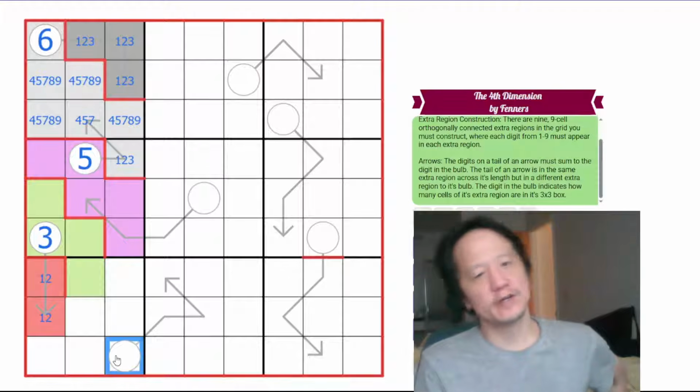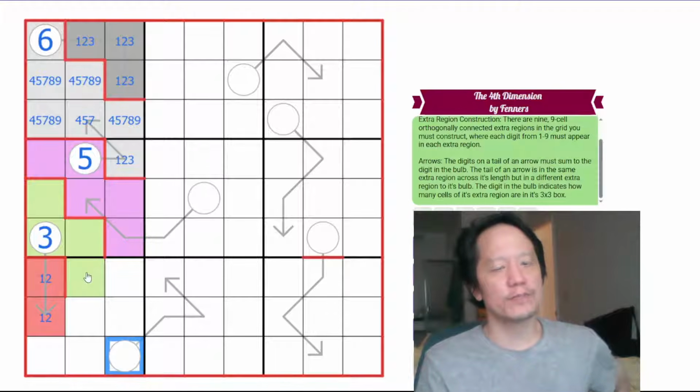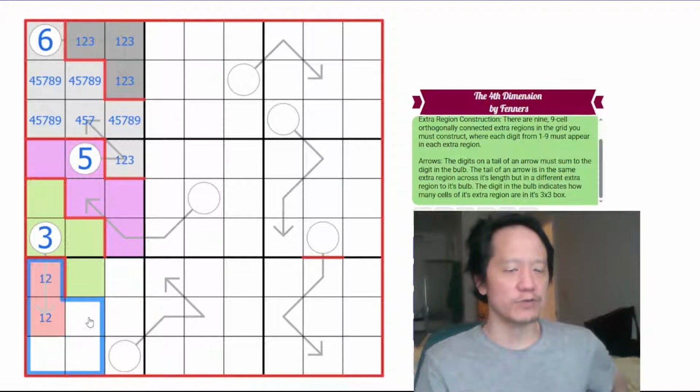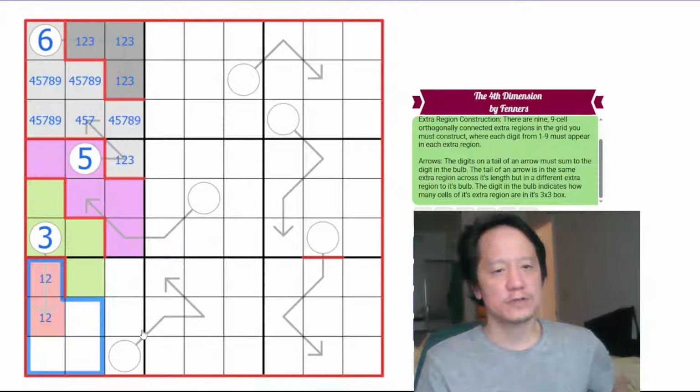This can never be green. If it's green, the problem is that it would basically have to extend here, and then the red region would only be 5 at most. So this can never be green. It can never be another color besides red. Green has to extend out here, therefore this is all green.